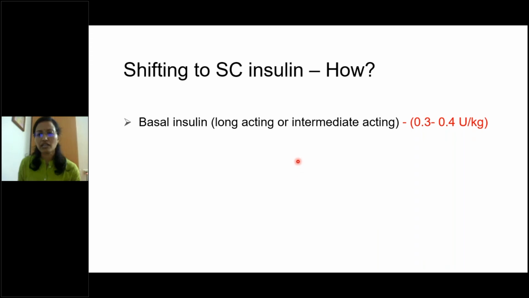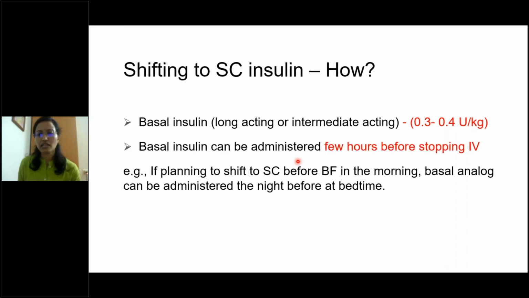And when to give the basal insulin now? Basal can be started along with your regular when you are changing to subcutaneous, actually a little bit before itself. The starting dose of basal is 0.3 to 0.4, whether it is glargine or NPH. If it is NPH, we will calculate to 0.4, and the starting dose is only 0.3 to 0.4, a few hours before stopping IV.